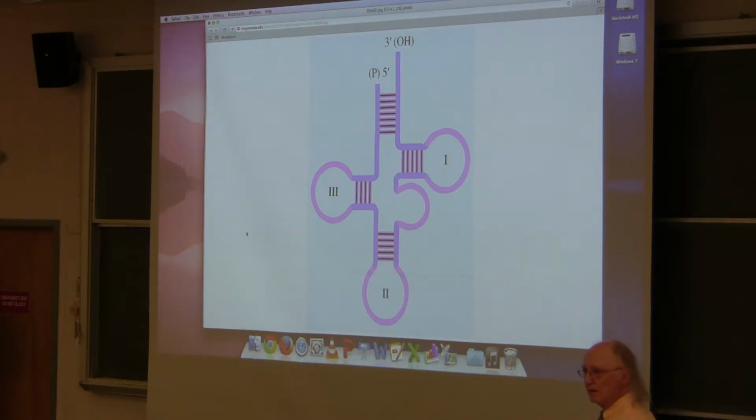Yes? So the question is, what's in between loops? These are simply base pairs. So if you had on the left an A, on the right you would have the complement, which would be U. Right? So they're just like you would see in 2 different strands, but now they're all forming within one strand. Okay?